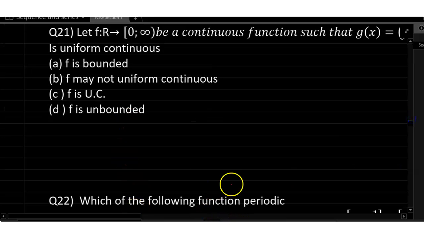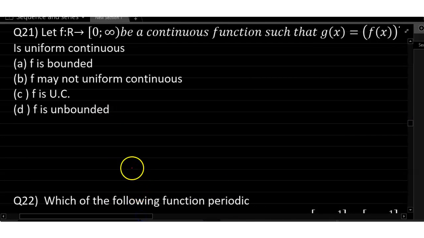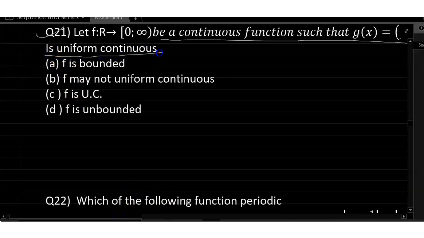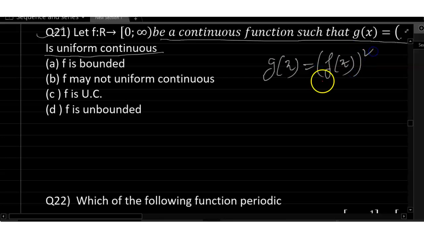Next problem is based on uniform continuity. Nice problem. Let f from 0 comma infinity to 0 comma infinity be a continuous function such that g(x) is equal to (f(x)) whole square is uniformly continuous. So in this problem, we see that g(x) is equal to (f(x)) whole square, and this is uniformly continuous.